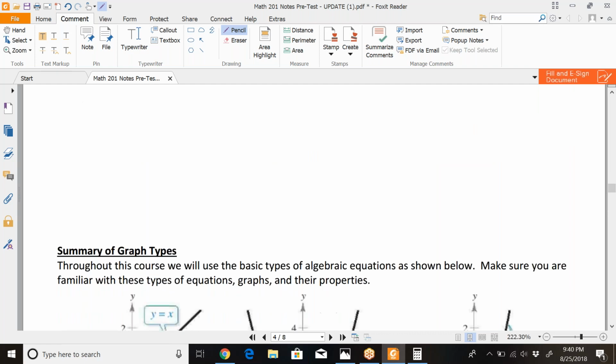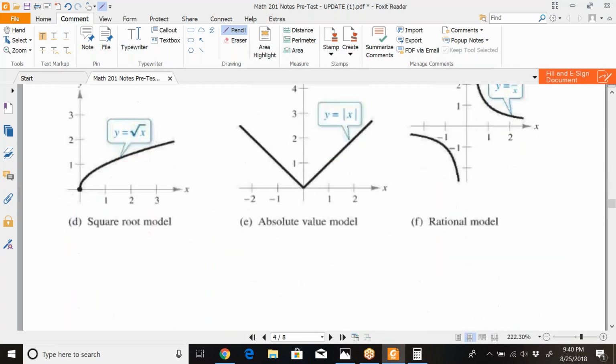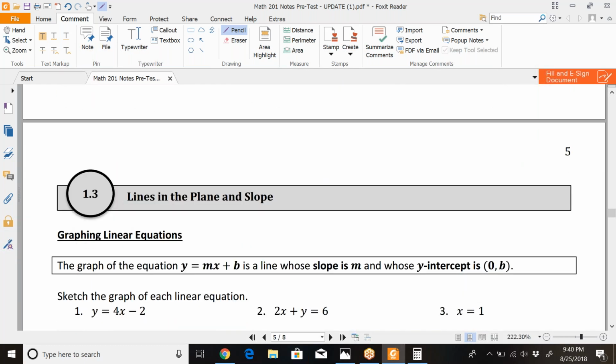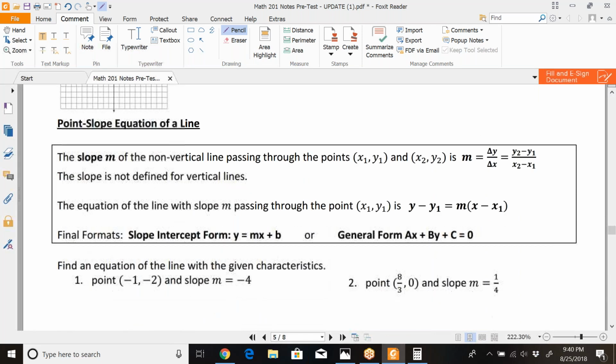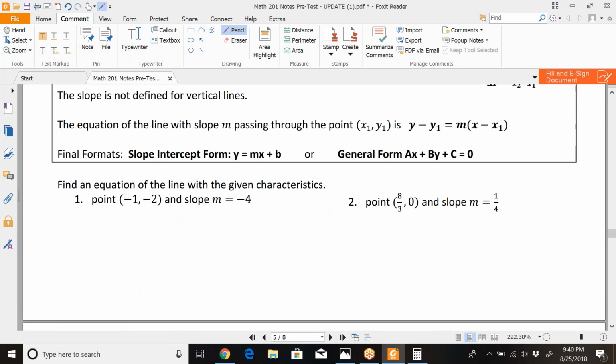so we did 3, and that ends that section. I believe we skipped a couple of problems in 1.3, so I'm going to try to hit those real quick. We did not do, I believe, number 1. This is another find the equation of the line with the given characteristics. So we're using our point slope formula since we have a point and a slope. So y minus negative 2 would be y plus 2 equals negative 4 times x minus a negative 1, so that's x plus 1.